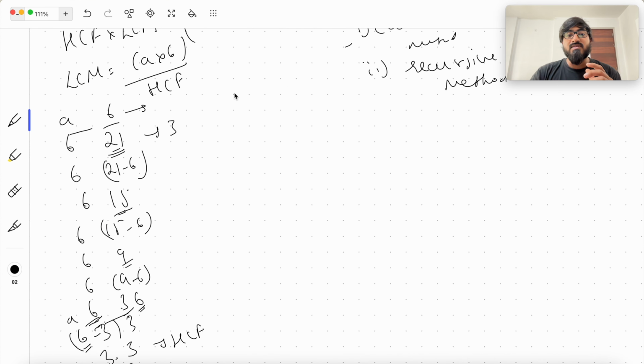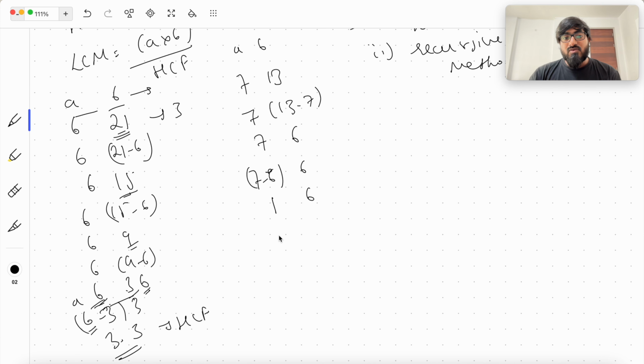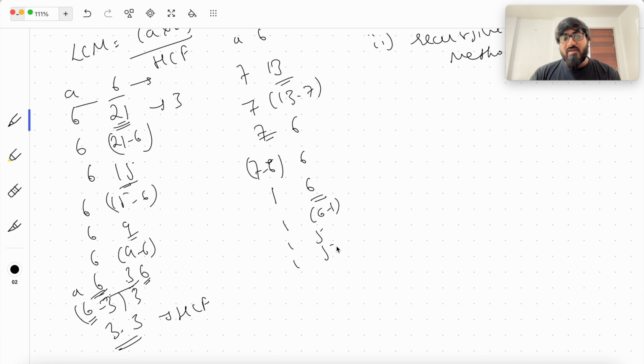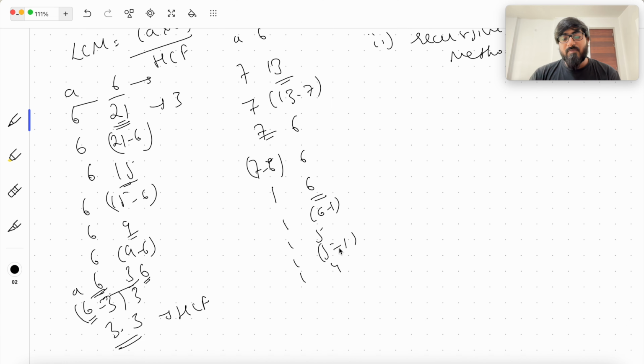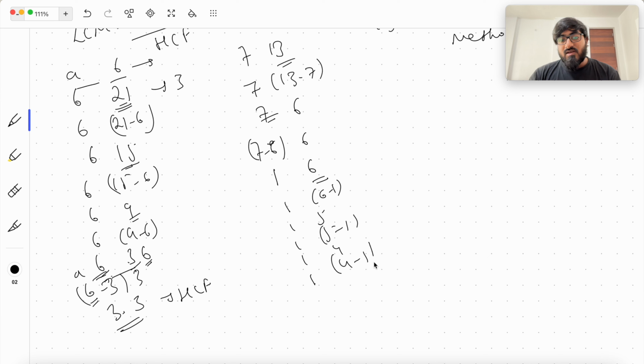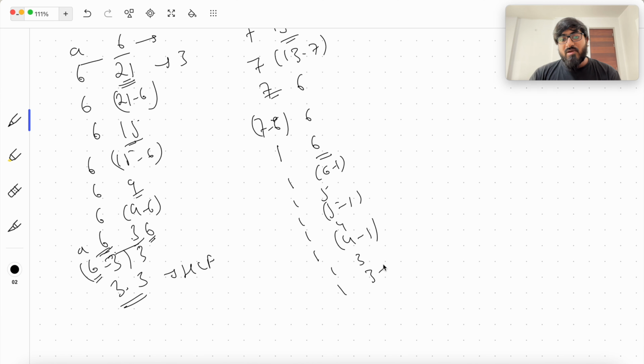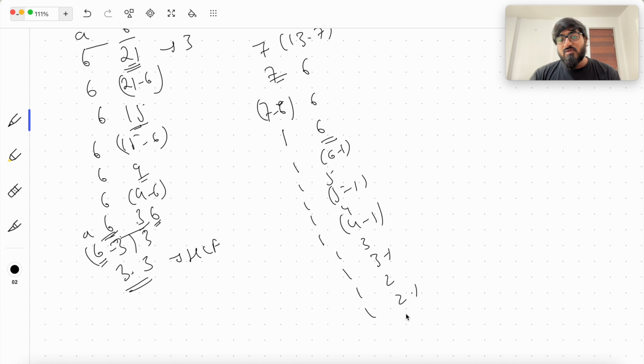If I have two prime numbers, say 7 and 13, we replace the larger by the difference of the two. So 7 and 6, then 7 minus 6 and 6, which is 1 and 6. Replacing the larger again, 6 minus 1, so 1 and 5, then 1 and 4, then 1 and 3, then 1 and 2, and 2 minus 1, so 1 and 1.